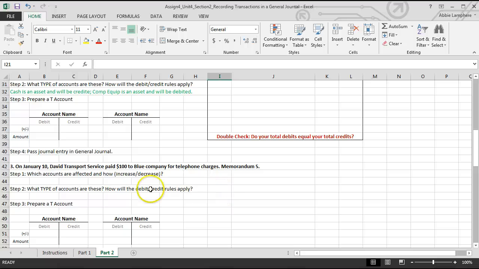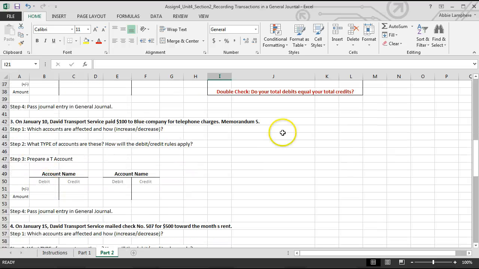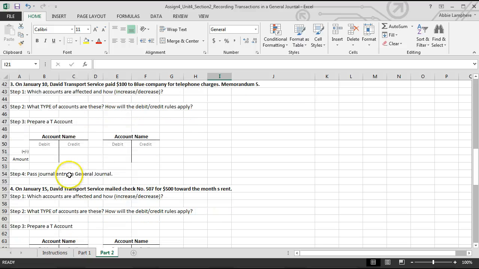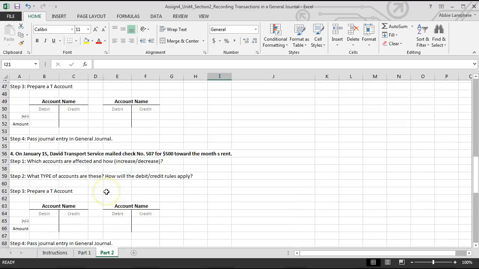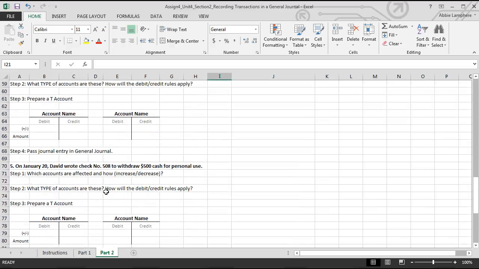Let's just look real quickly. On January 10th, we paid $100 for a phone bill. Okay, so you can do that one on your own, recorded on Memo 5. January 15th, David Transport mailed check. So check, that means it's coming out of our cash account toward the month's rent. Okay, so that should be pretty simple for you to set up.